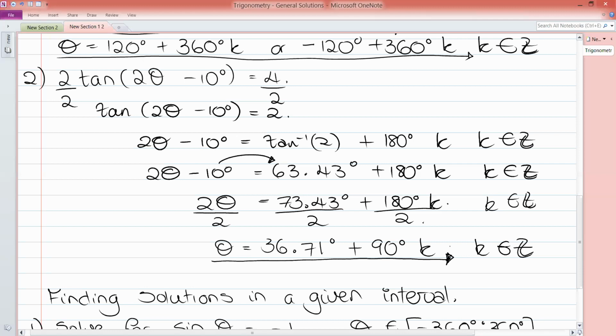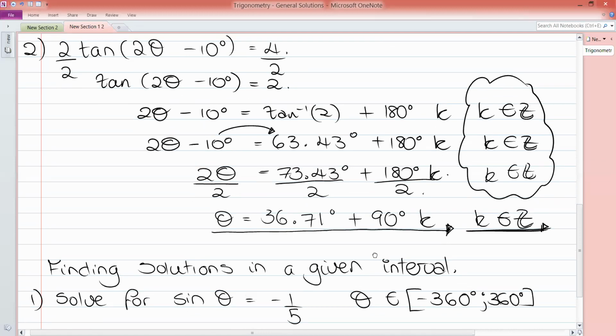Do you always need to write at the end that k is an element of the integers? Yes, you can write it at the very end. At this point you don't have to include it, but as long as at the end you have shown that k is an integer. Okay, thank you, ma'am.